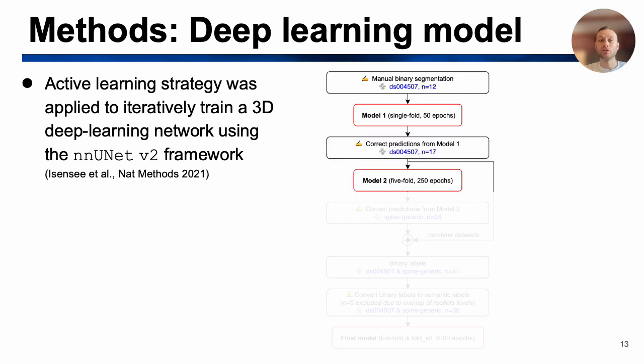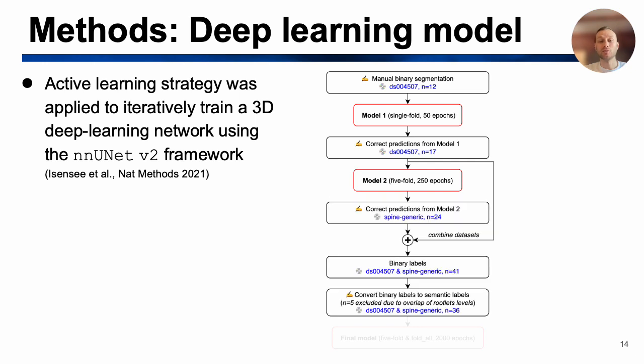Then, the first model was used to segment additional images from the spinal cord head position MRI dataset. These segmentations were visually inspected, manually corrected if necessary, and used to train the second model. The second model was used to segment images from the spine generic dataset. These images were again visually inspected and manually corrected if necessary.